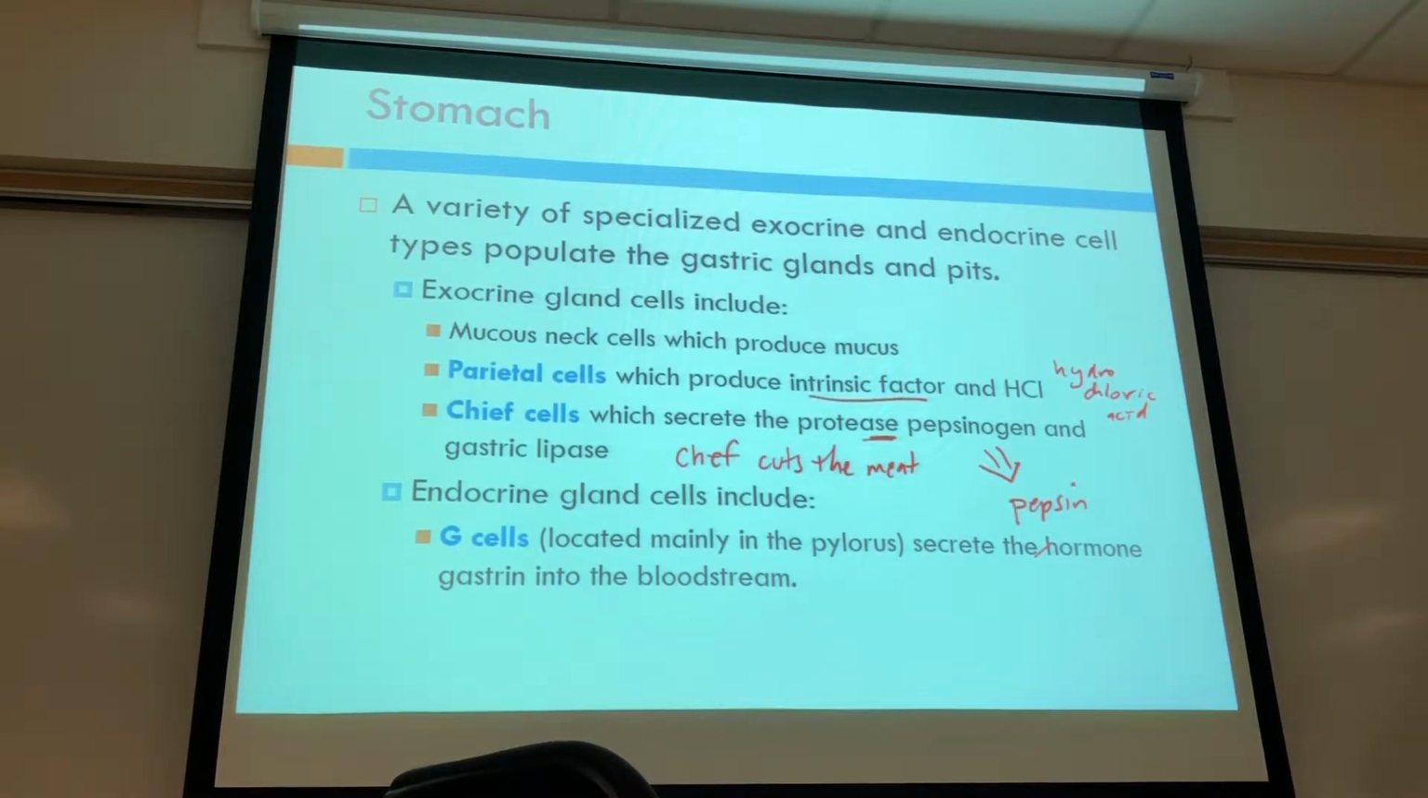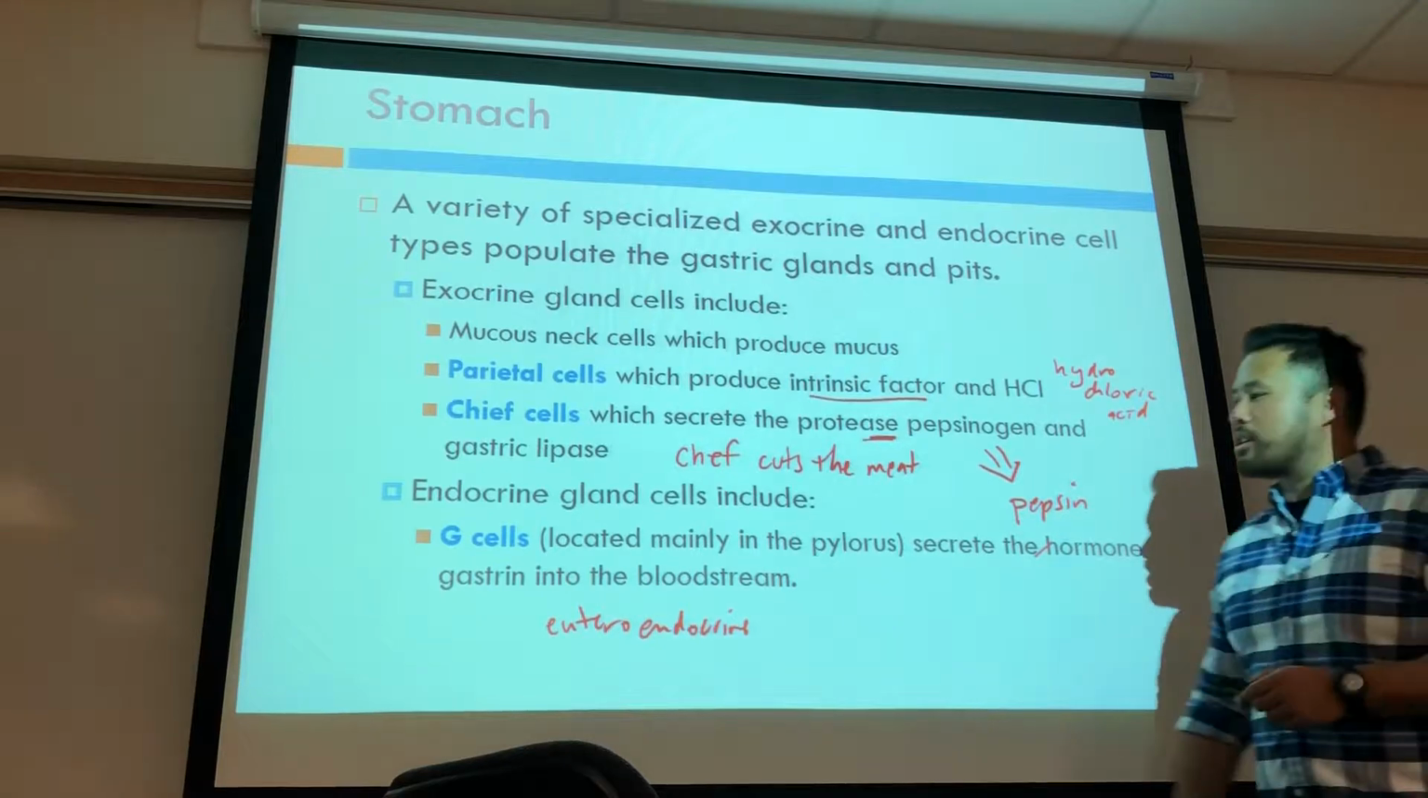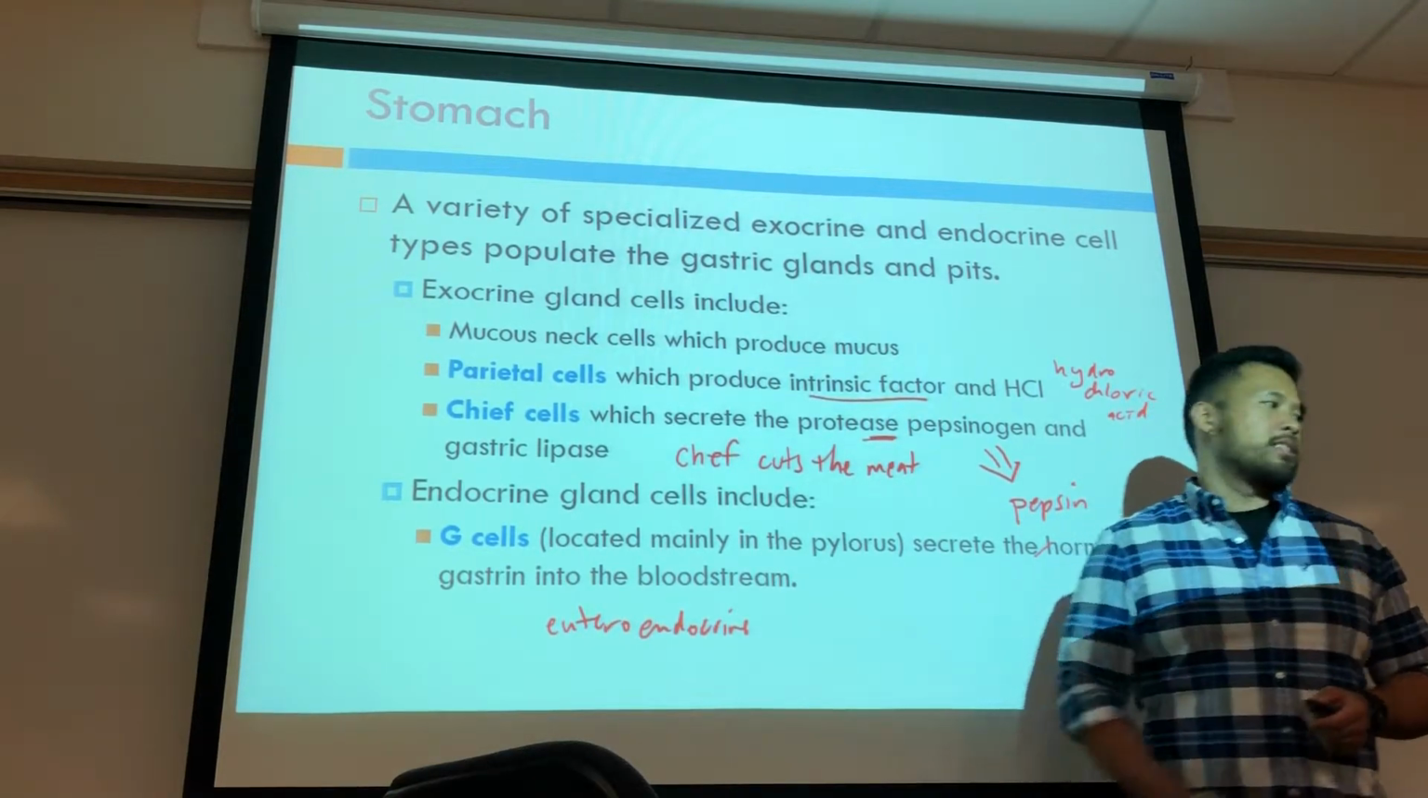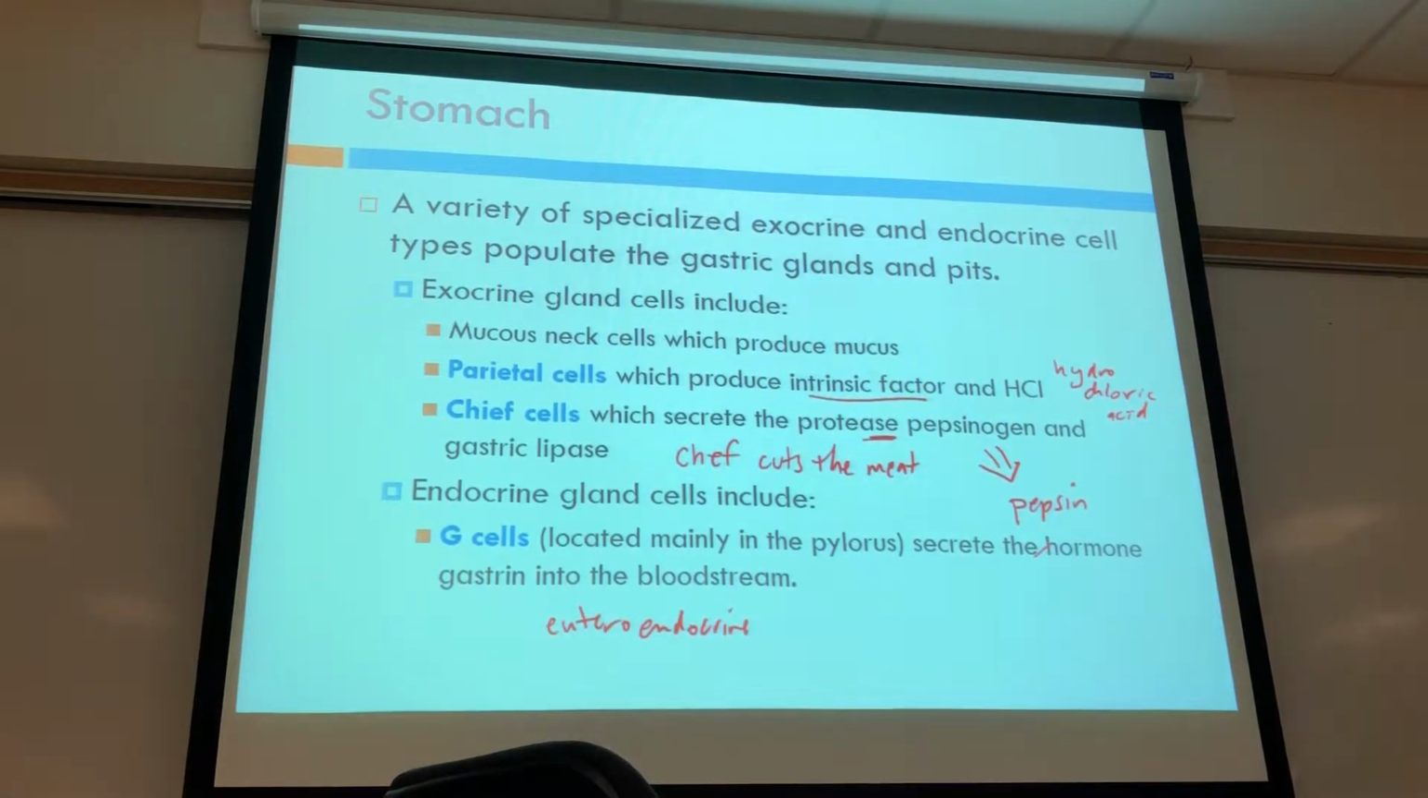Now the other endocrine cells would be called G cells. So this is the enteroendocrine, not a term you really need to know. An enteroendocrinologist focuses specifically on the endocrine cells within the stomach. And these are produced by G cells, G cells that produce gastrin.